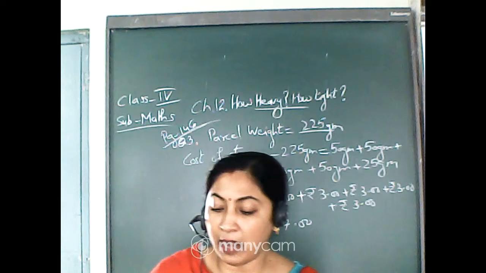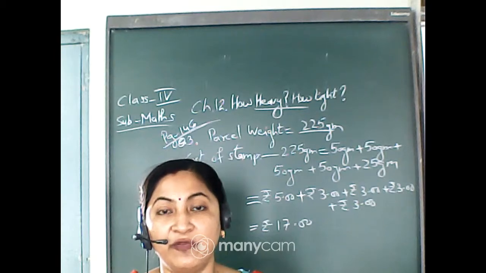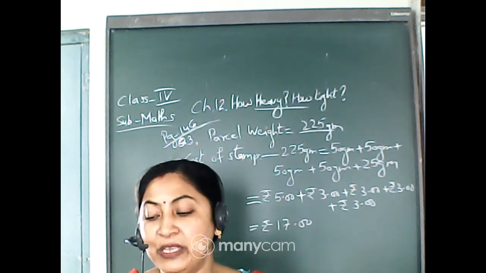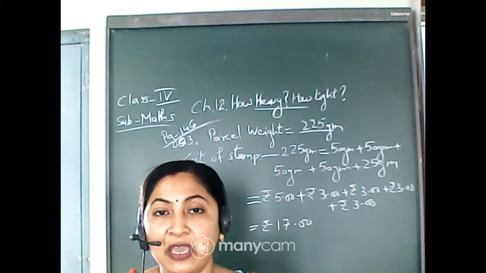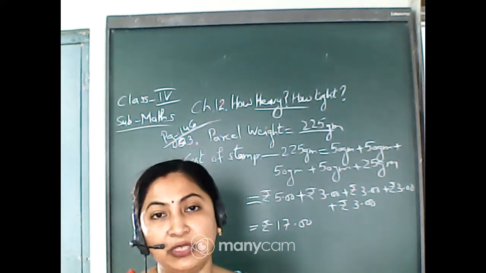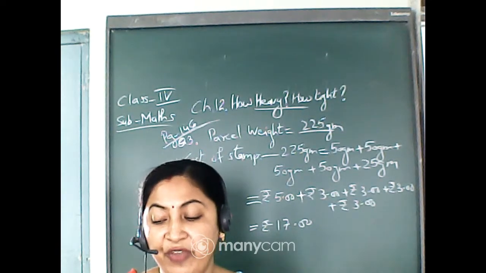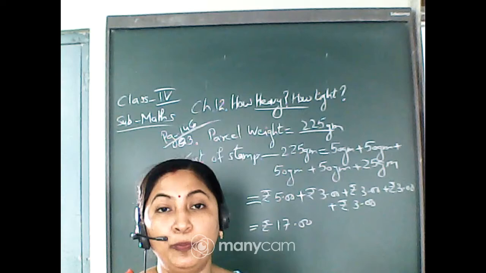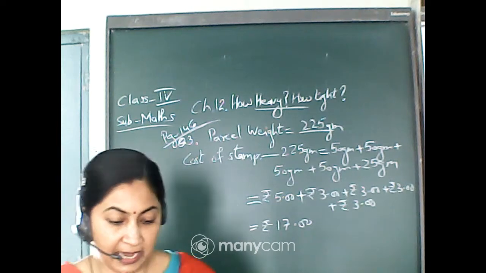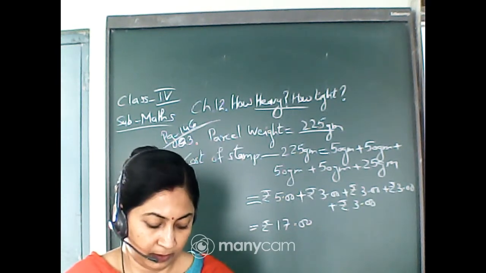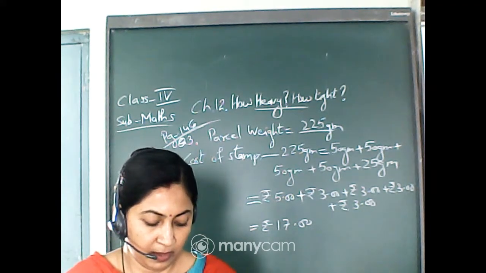Now see here, Rahul wants to send a parcel for rupees 25. When he has gone to the post office, there are only rupees 1, 2, 5 and 10 rupees stamps available. So with this he has to paste the stamps and then send the parcel. You have to find out what different ways he can adjust this 25 rupees in the stamps. How can he adjust it? Can you tell me?